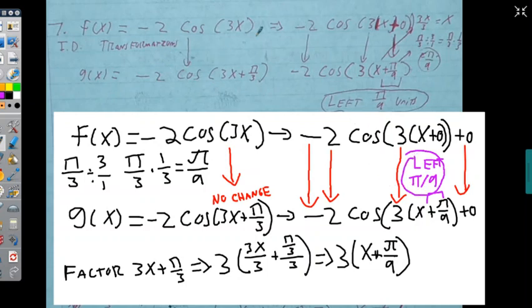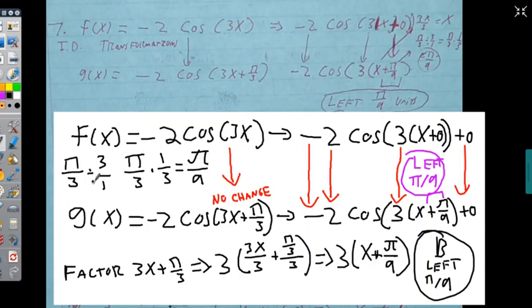You can check the work. I did the same work here as the work I did on my piece of paper above. So the answer choice is going to be B, left pi over 9. So left pi over 9, that's going to be answer choice B.